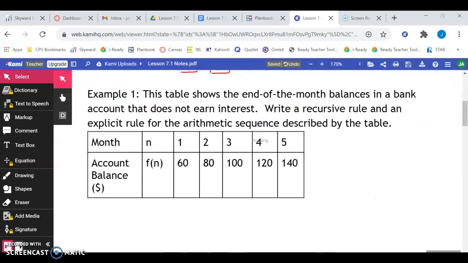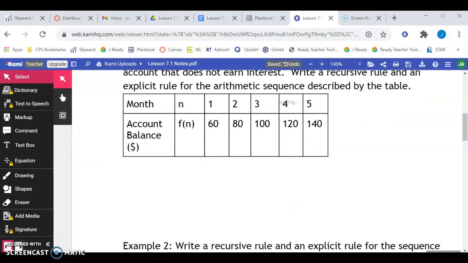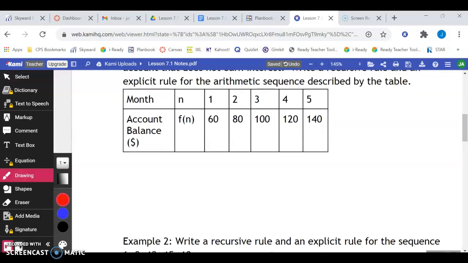So example 1 says, this table shows the end of the month balances in a bank account that does not earn interest. Write a recursive rule and an explicit rule for the arithmetic sequence described by the table. So for the recursive rule, the first thing we have to say is what the first term is. So f of 1 is 60 in this case, so that needs to be set. Then we have the previous term, which is indicated by f of n minus 1 in the parentheses.